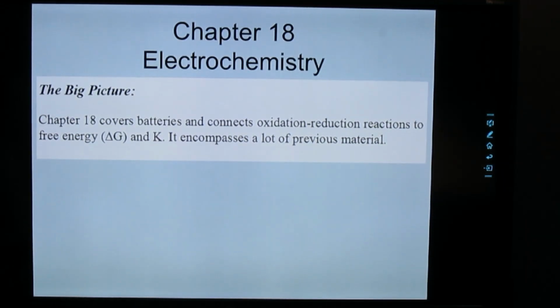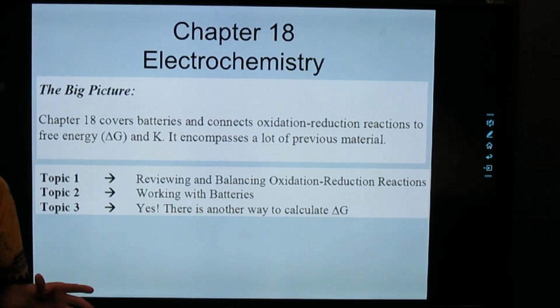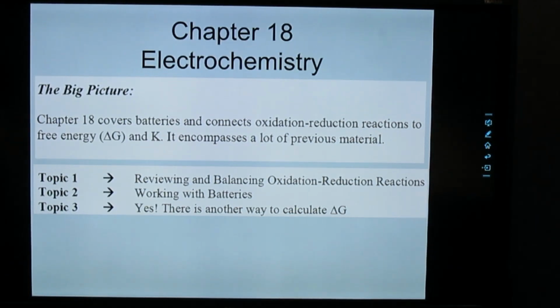And so it'll be part 3, topic 3. Remember, we're not doing topic 4 this chapter. So the last one is, I'm excited, you can tell, yes, there is another way to calculate delta G. So we'll take the voltages we calculated in part 2 and the number of electrons transferred, we learned how to count in part 1, and combine them to calculate delta G.